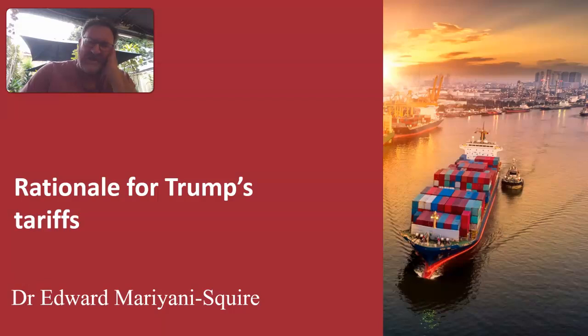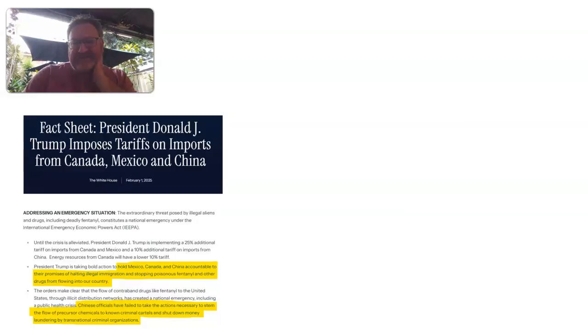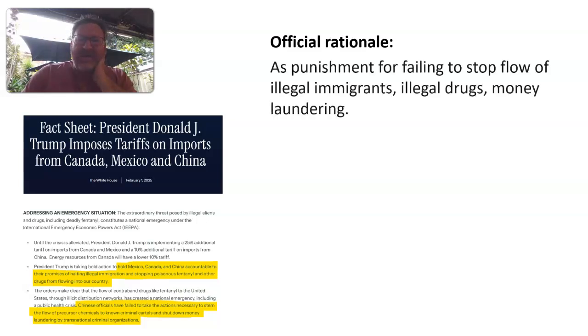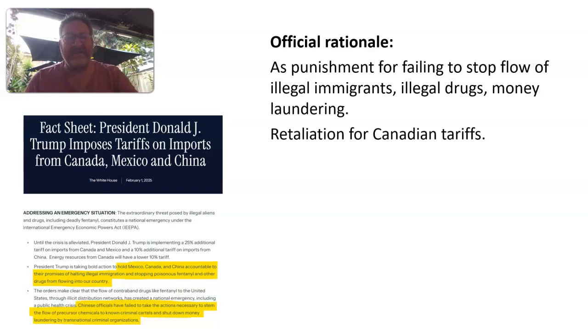So what's the rationale for Trump's tariffs? The official rationale offered by the White House is that it's punishment for failing to stop the flow of illegal immigrants, illegal drugs and money laundering in the case of Mexico and China. In the case of Canada, Trump has stated that it's retaliation for Canadian tariffs, which already exist on certain US goods.